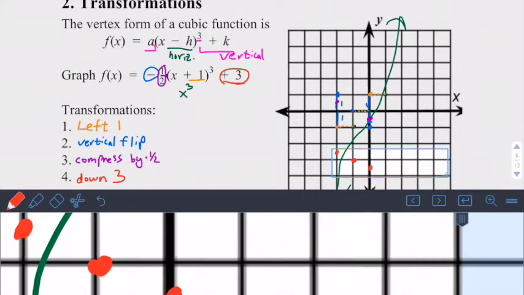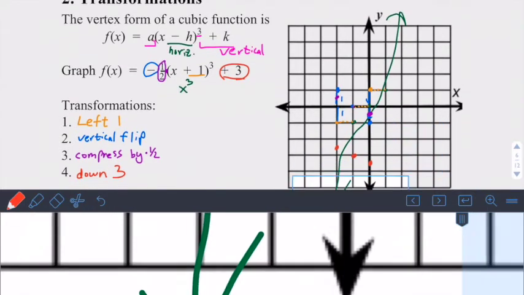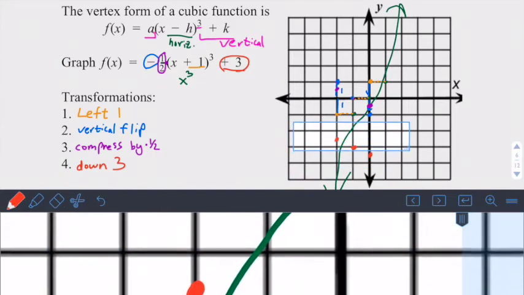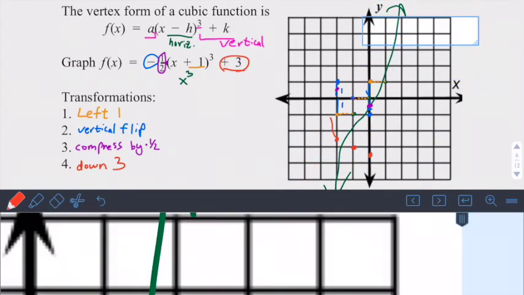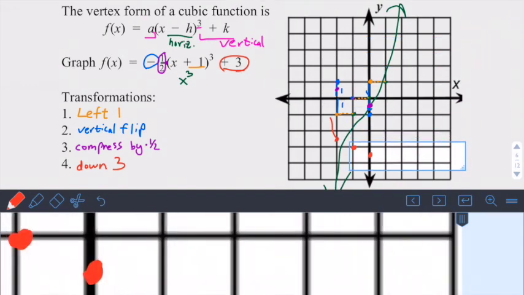Now I'm going to graph it using flipping my end behavior. So this one was going down. If I vertically flip, it's going to be going up. This end was going up, and if I vertically flip it, it's going to be going down. So here's my graph.